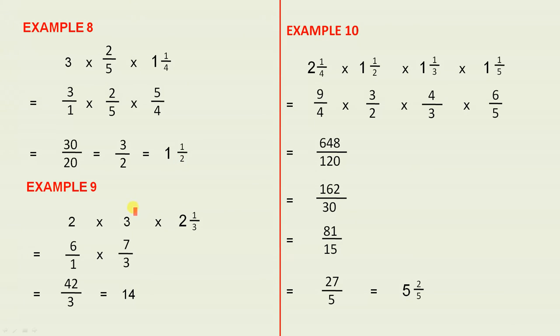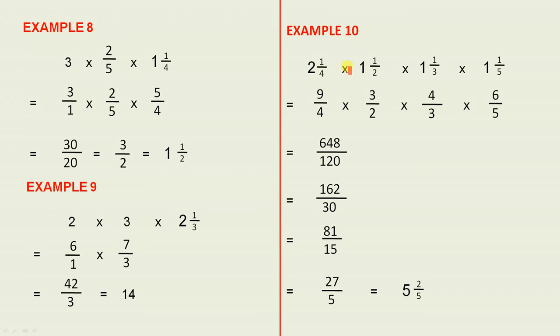Example 9. We can see here 2 3s are 6. So just make that 6 over 1. And you change 2 1/3 to 7 over 3. 6 7s are 42. 1 times 3 is 3. 3 into 42 goes 14.